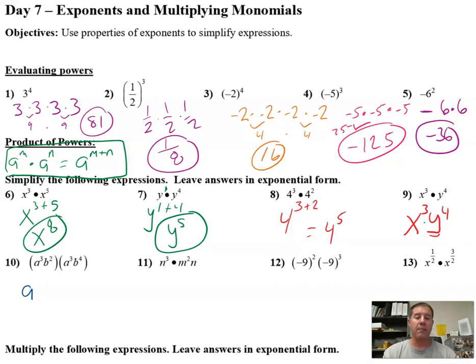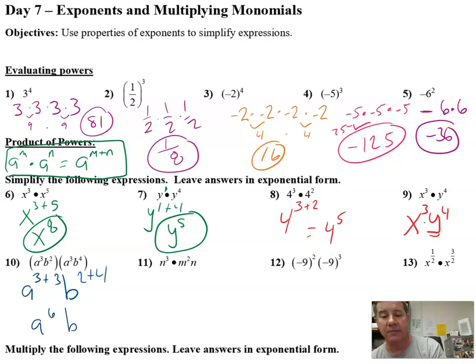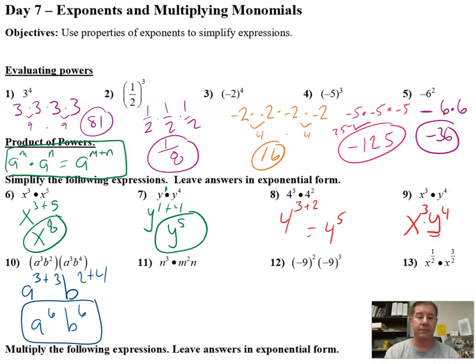All right? So when I multiply these together, I can group my like bases, and I can add just the exponents. 3 plus 3. And then I can grab my b's, and I can add those exponents for those like bases. 2 plus 4. And so this would become a to the 6, b to the 6 as my final answer.